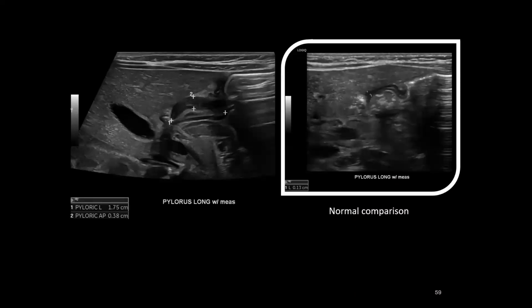And so we did a pyloric ultrasound for this baby. Here's the normal pylorus, where we can see the wall that's present. It's a pretty thin wall, and they have some heterogeneous material passing nicely through their pylorus. Here's the thickened pylorus. So this muscle layer is much thicker.